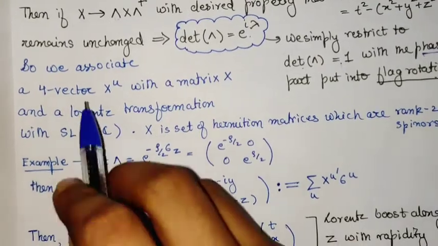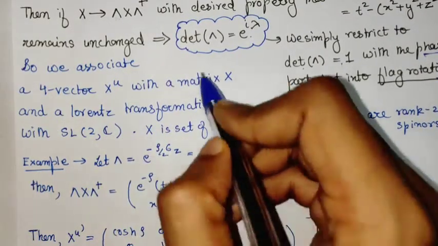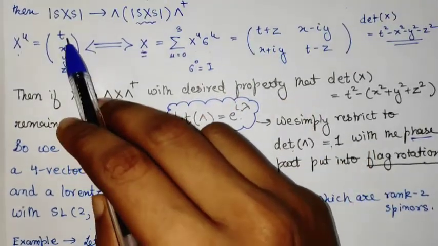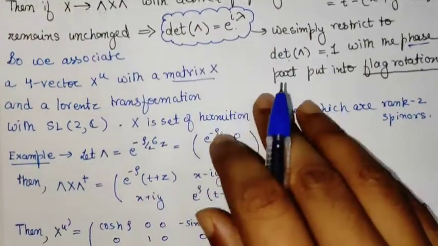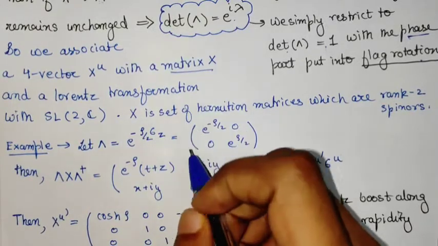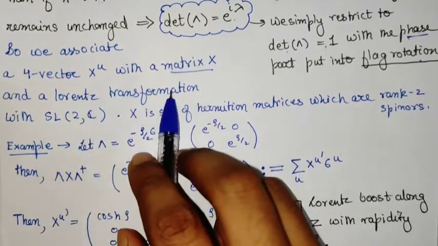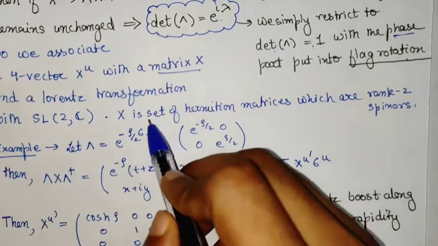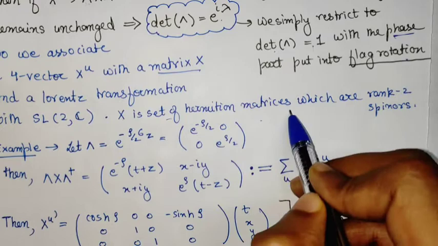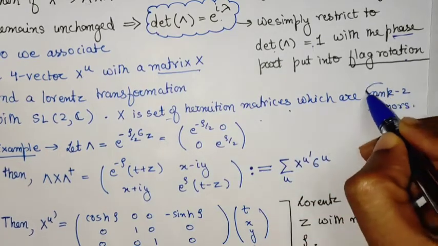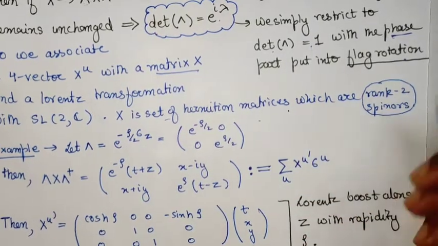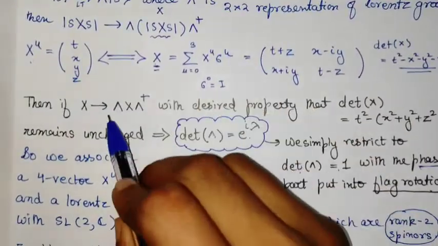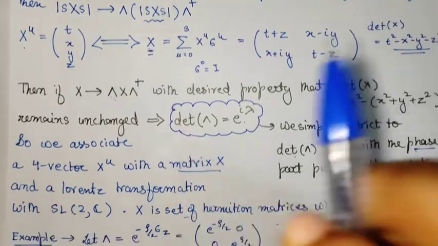So we associate a 4 vector with a matrix X, a Hermitian matrix to be precise. It is Hermitian precisely because t, x, y, z are real. So we associate it with this matrix, and hence we associate a Lorentz transformation with an SL2C element. This set of Hermitian matrices X that we have is what we call rank 2 spinors, because they obey the spinor transformation properties, which is simply transformation by an SL2C element.